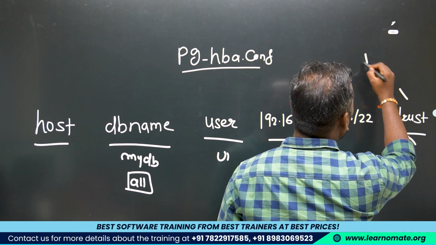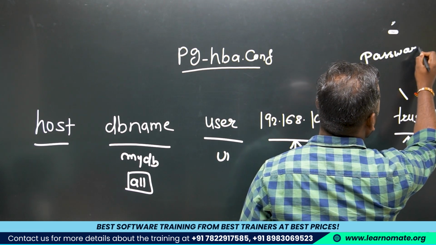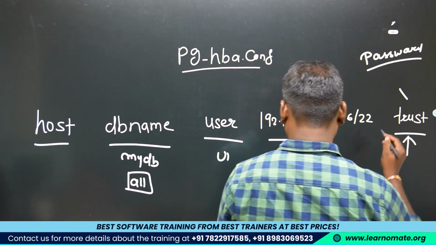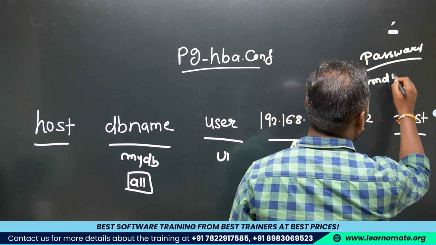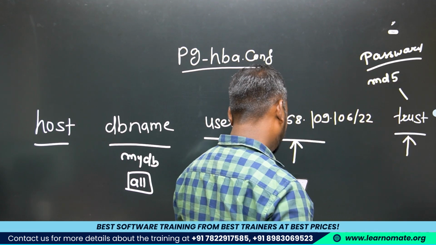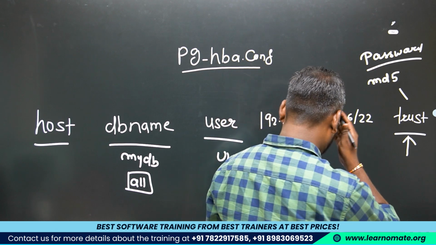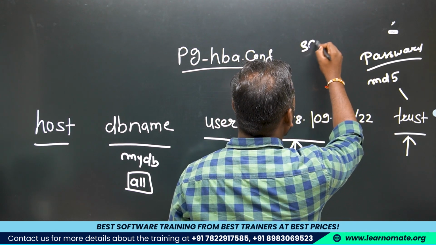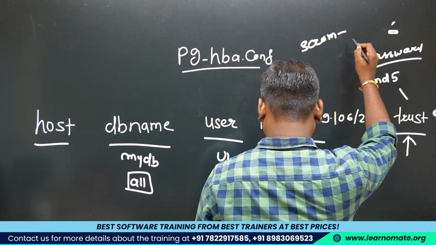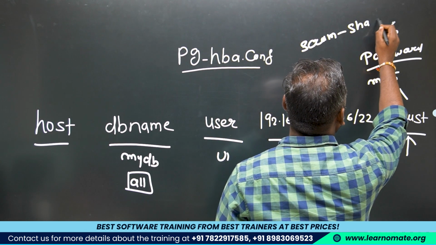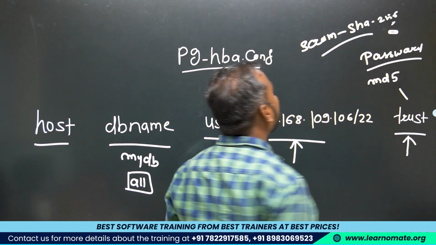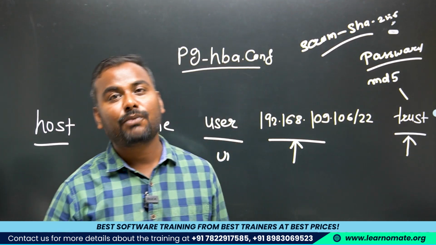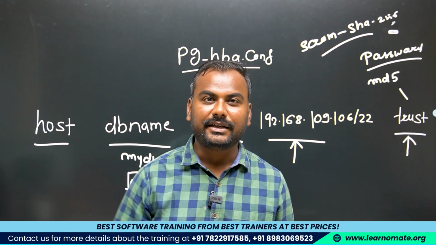The second one is password, which will ask for the password, but this password will not be encrypted. You can also specify MD5, where your password will be an MD5 hash for authentication. And there is one more quite famous authentication method, which we call scram-sha-256. You can use this authentication method also. This completely depends on your project and what type of security you are maintaining.